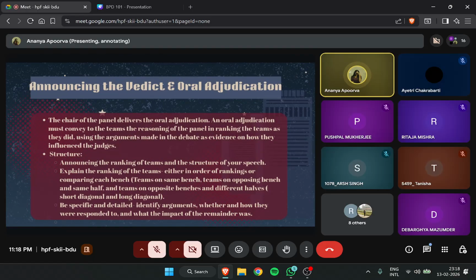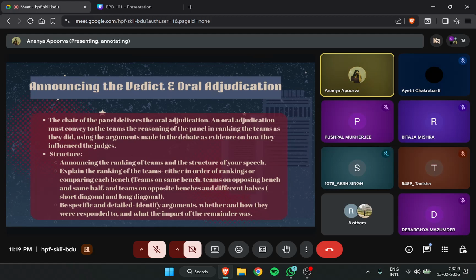Yes, announcing the verdict, right? Now, the chair of the panel, as I already mentioned, delivers the oral adjudication. And what is an oral adjudication basically, right? Now, an oral adjudication is basically firstly conveying the overall verdict of the debate, but other than that, providing reasons as in why this entire verdict holds in the very first place.